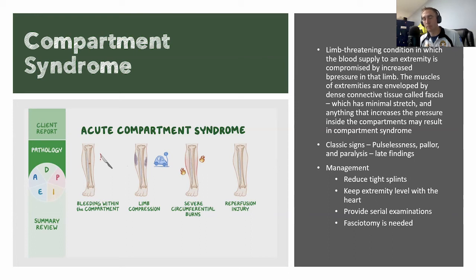But classic signs of compartment syndrome are pulselessness, pallor, and paralysis. These are late findings, but if you suspect this at all, you need to get them to the appropriate facility, and you can reduce tight splints to make sure that the skin and fascia and everything can expand. Elevate the extremity just to the level of the heart.